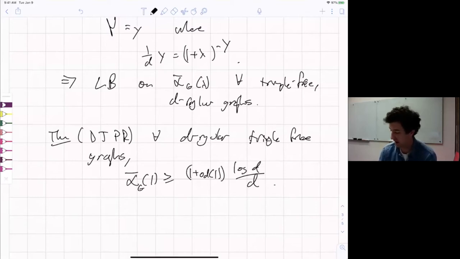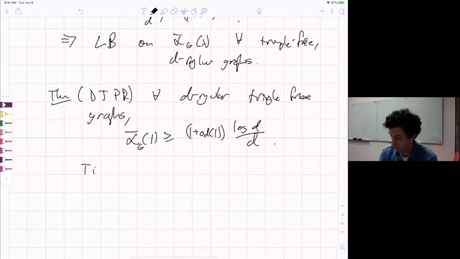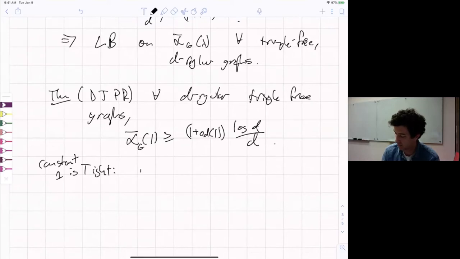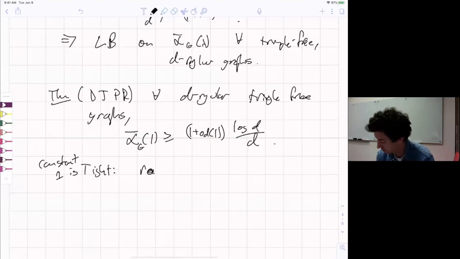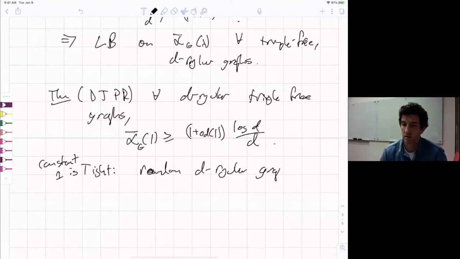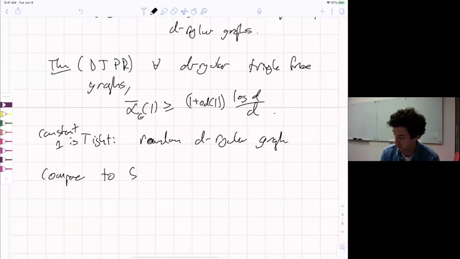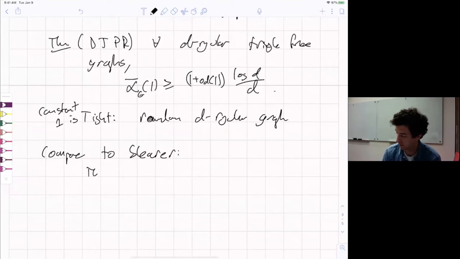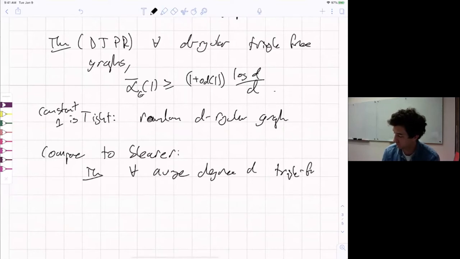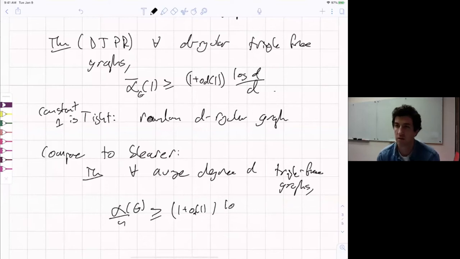Okay, and this is tight, the constant one. We can look at the random regular graph conditioned on it being triangle-free. The interesting thing to compare it to is Shearer's theorem. Shearer's theorem is for all average degree d triangle-free graphs, the independence number divided by n is at least (1 + o(1)) log d over d. Okay, so same constant one.